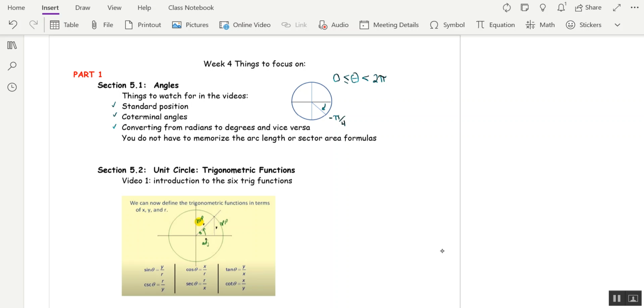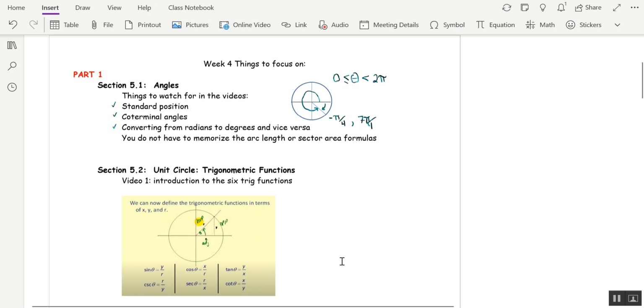This is the angle negative pi over 4, because if it's a negative angle, you go clockwise. But negative pi over 4 is coterminal with the angle that starts at 0 and goes this way, and that is 7 pi over 4, and that is in the interval from 0 to 2 pi. So coterminal angles share the same position, but they're actually different angles.